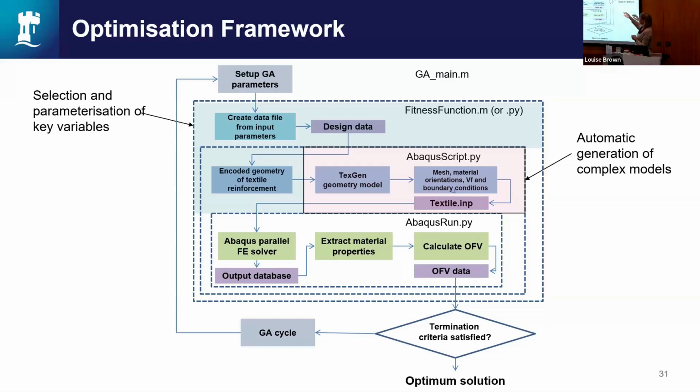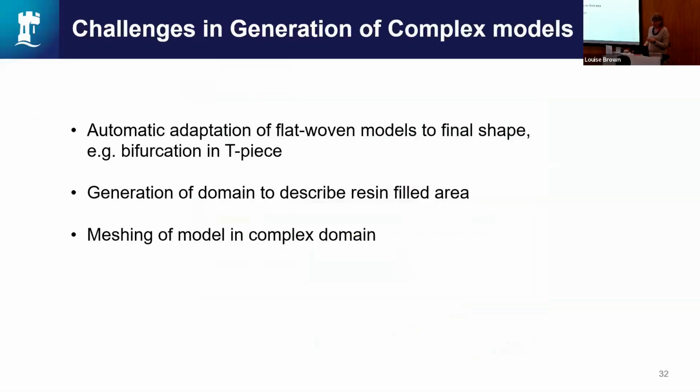The thing that's difficult about that is how do you automatically generate large numbers of different models to be able to perform an optimization simulation? So there are various challenges. For the bifurcation in T-pieces, if you've woven a piece of material that's flat, how do you then change your model so that it's bifurcated? So that's one. And then how do you make the domain?